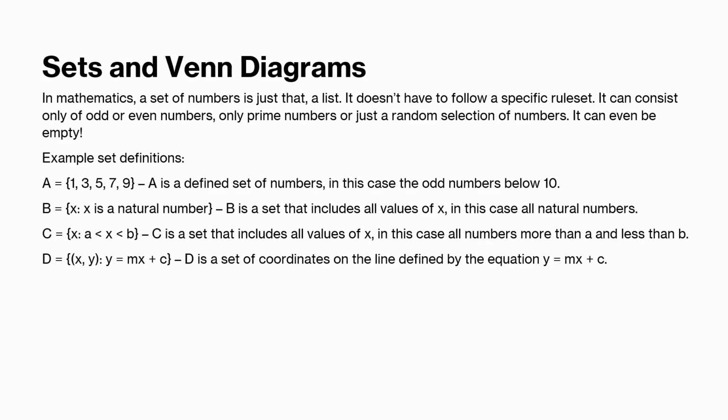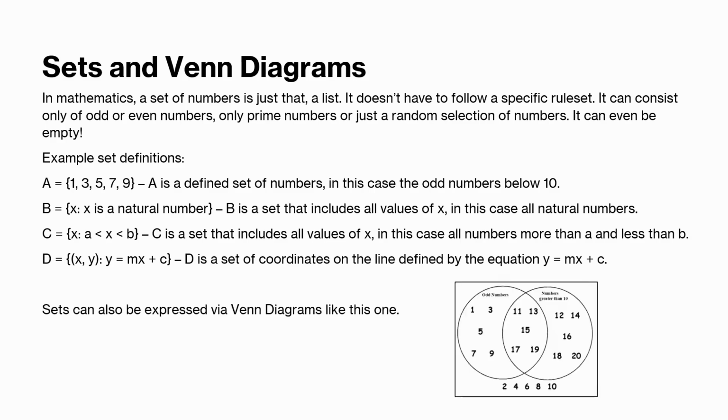You can also do coordinates. So set D consists of coordinates, x and y, and they are coordinates on the line defined by y equals mx plus c. Obviously, this is an equation of a straight line. M is the gradient, c is the y-intercept. You express sets on Venn diagrams, so in this case we have a set of odd numbers and a set of numbers greater than 10.